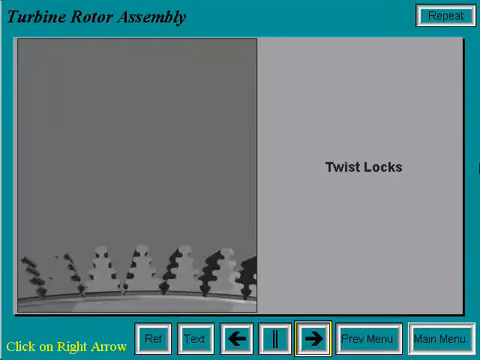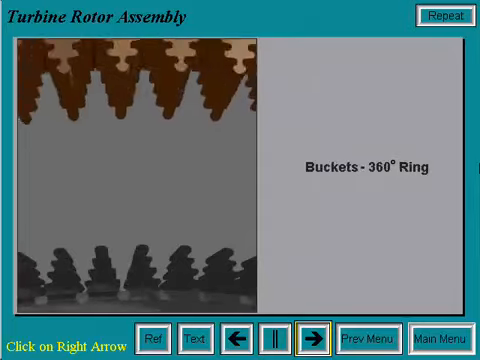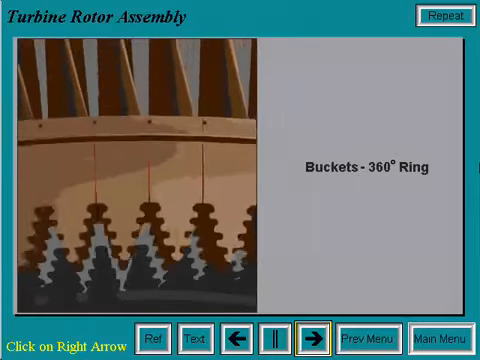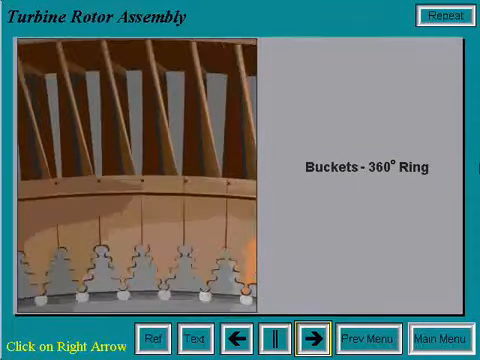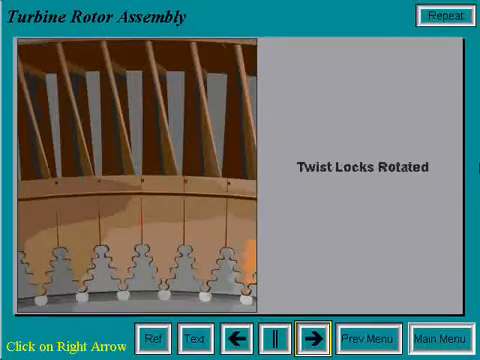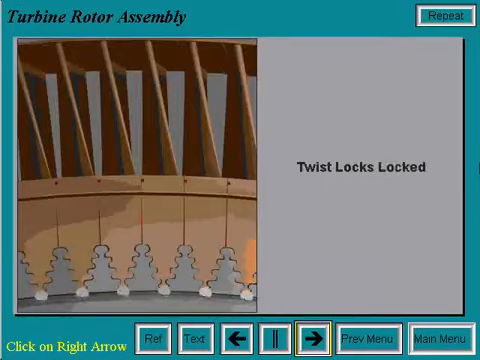Before the second and third stage buckets are installed, twist locks are put in place. Then the buckets are installed as a 360-degree ring. The ring is worked into the wheel gradually due to the interlocking Z-lock. Once they are installed, the twist locks are rotated to lock them in place.